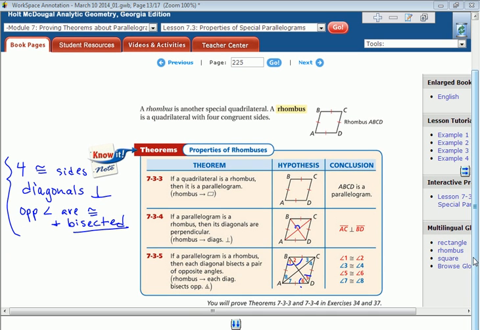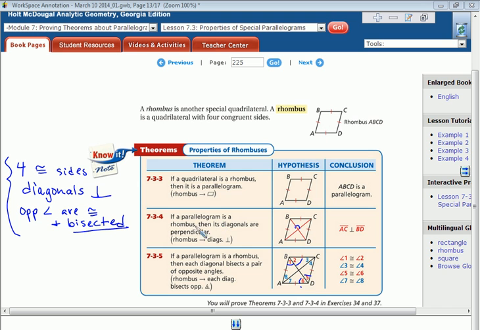And by definition of a rhombus, what do we know must be true? All 4 sides are equal. All 4 sides are congruent. So, if we could show that, not just that opposite sides are congruent, which is what we would have to prove for a parallelogram, but that all 4 sides are congruent, that's enough to prove a rhombus. Or, there are other ways also.